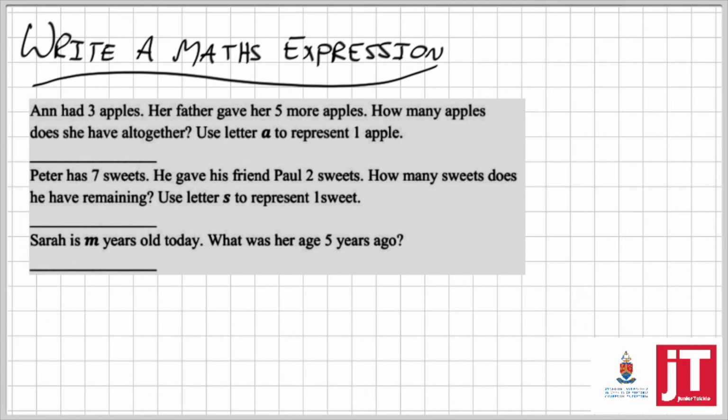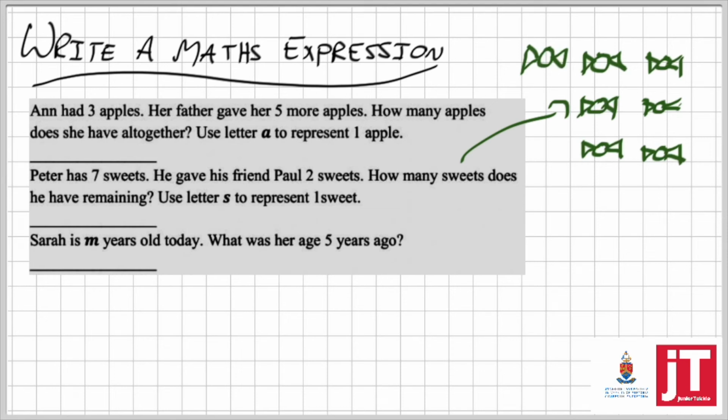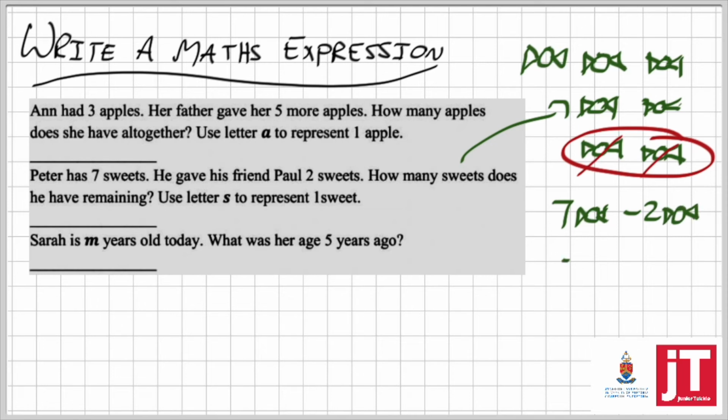So I'm going to say Peter has 7 sweets. Hey, that's my best attempt, okay? Don't judge me. And he gave 2 of them away. How many does he have left? 5. Yes, 5. How would it look as an algebraic expression? Well, let's start by simply saying he had 7 sweets, then he gave away 2 sweets, so therefore he's left with 5 sweets.